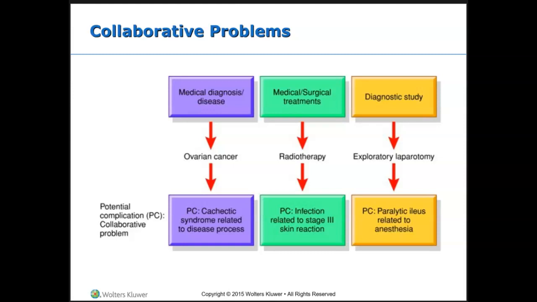So for example, just to show one collaborative medical diagnosis situation, the patient gets diagnosed medically with ovarian cancer, and then the potential collaborative problem might be that they're cachectic. Maybe so because of this ovarian cancer, they have wasting that occurs, right, and they become cachectic, right, and that brings on a whole slew of other problems that we need to address. So we're going to be collaborative and try to prevent any further deterioration of that patient's health status, right, and their safety.